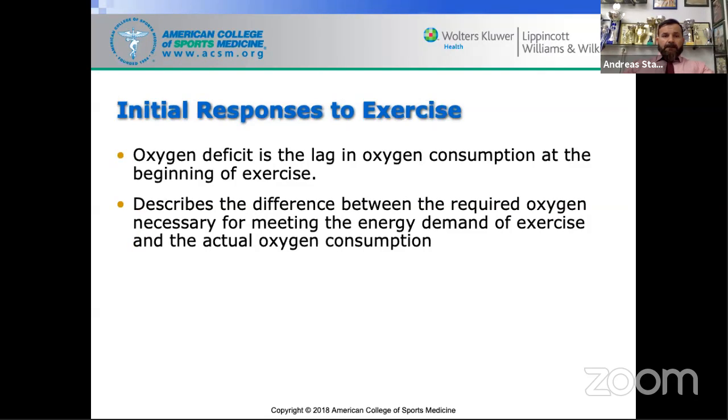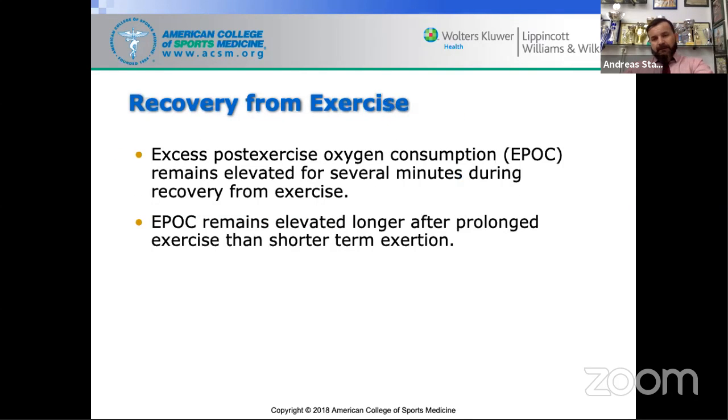All right, oxygen deficit and EPOC. Let's talk about EPOC a little bit. EPOC, as you can see, is the excess post-exercise oxygen consumption. I'm going to show you a picture I found online, and I'm going to try to explain that. Let me find it.